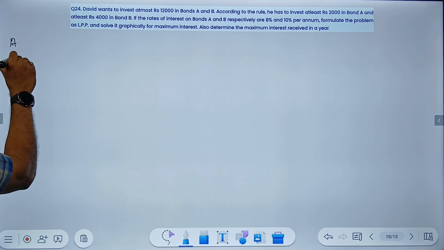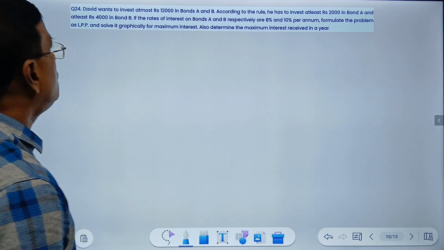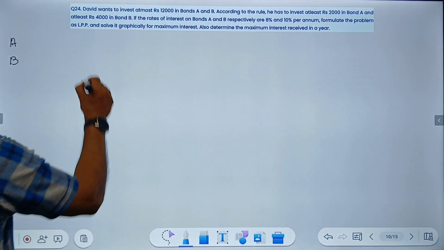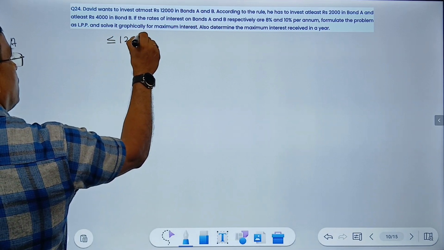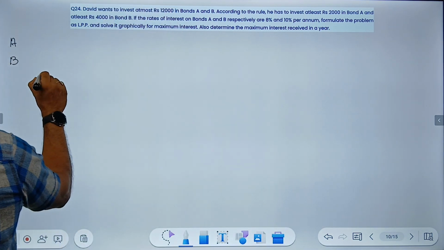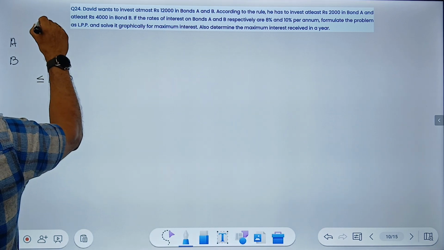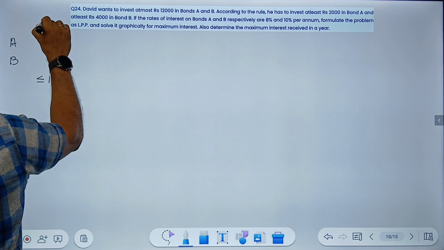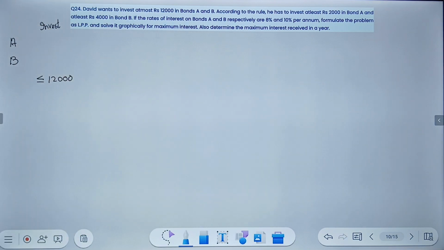and this is bond B. David wants to invest 12,000 on bond A. So at most he cannot invest more, he can only invest 12,000. Bond A and bond B together. So you cannot invest more than that. This is the total investment. I'll write invest. You can invest maximum 12,000.